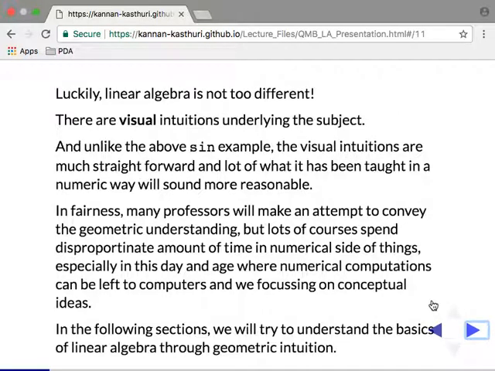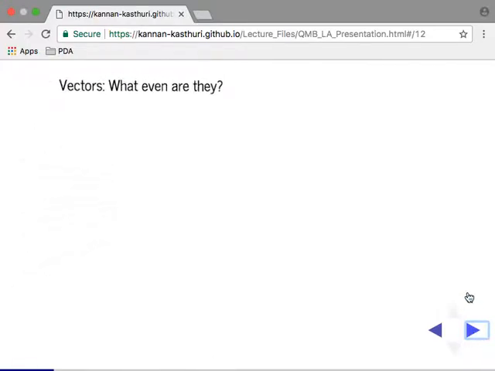So we will try to understand the geometric intuition behind what we are doing, and that is critical whenever you're dealing with modeling problems, when you're trying to construct physical examples, or if you want to do physics later on, everything, right? Geometric intuition is important. So vectors, let's start with vectors. What are vectors?